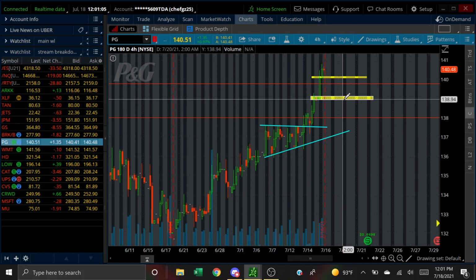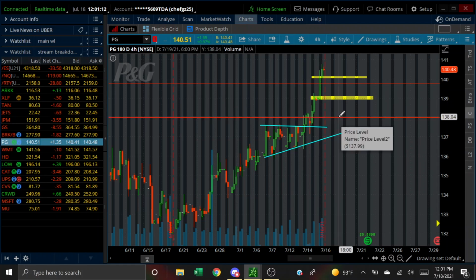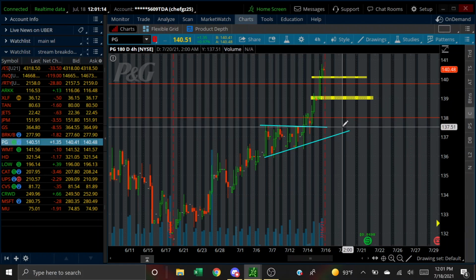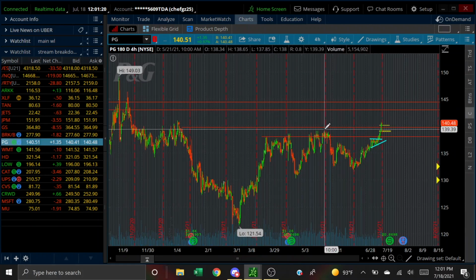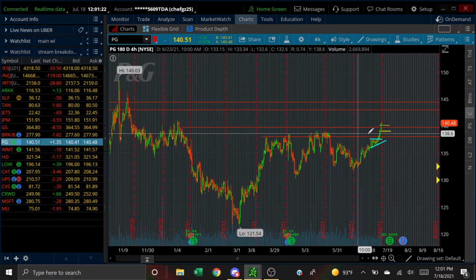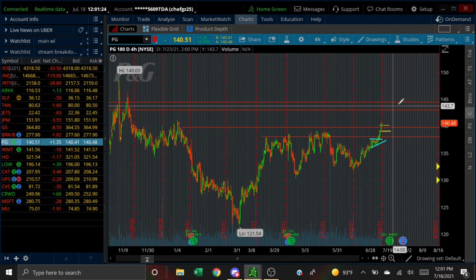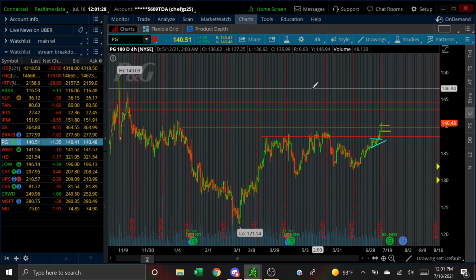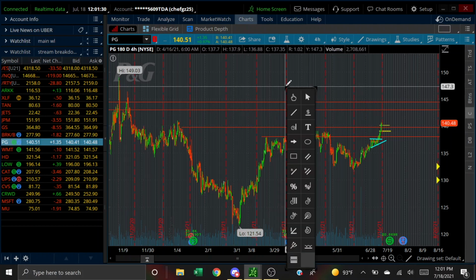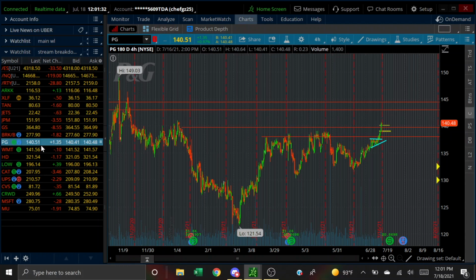Otherwise, I'm looking for a pullback down here to this 139. But again, below 139, definitely to the 138 and to the retest, this 137.50, you can play it for the bearish side. So that's the reason why I'm bullish on PG, just because we broke over all this resistance. All it needs to do is just hold, and it definitely has room to continue to the top side, even with the bearish market. Okay, so that's PG.